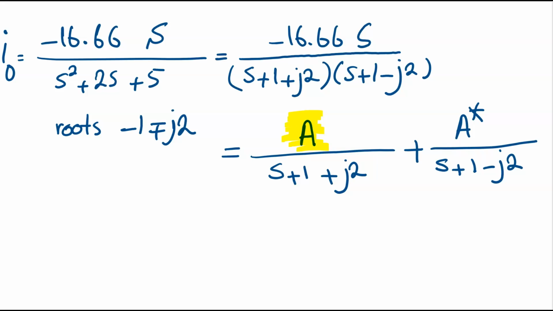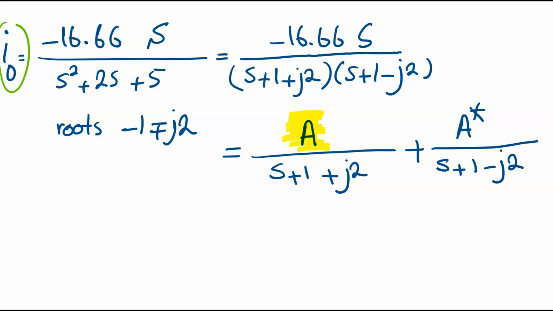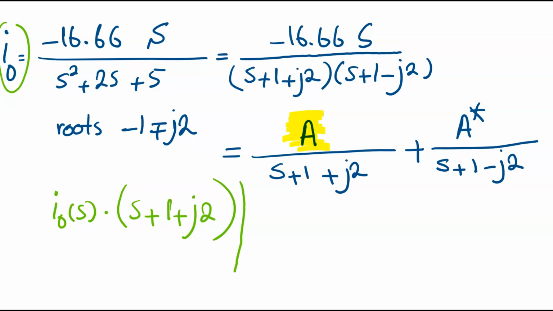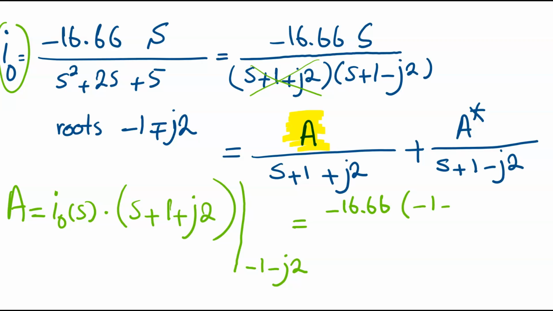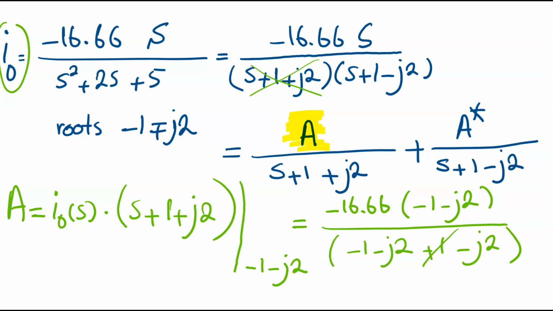In order to find A, here you have IO of s. You have to multiply your IO of s by the denominator of the coefficient you're looking for, so by s plus 1 plus j2, and then evaluate this at the root of the denominator, which is -1 minus j2. So this is going to be your A. You forget about this term, because here it cancels out this one, and then you're going to have minus 16.66 multiplied by your s, which is -1 minus j2, divided by s, which is -1 minus j2, plus 1 minus j2, in which -1 and -1 cancel out, and you have to do the calculation.